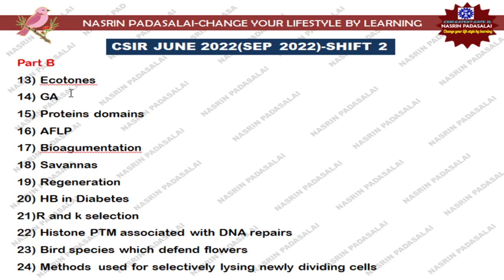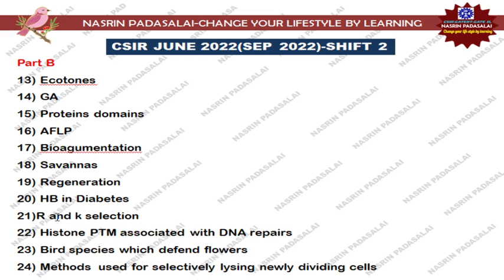Like that, questions were asked, and ecotones, GA (gibberellic acid), and protein domains. A question has been asked on the AFLP technique, and on bioaugmentation and bioremediation. A question has been asked with regard to savannas in the Indian subcontinent, that is, from the woodland grassland ecosystem. And from regeneration in developmental biology, a question has been asked. And a question has been asked from hemoglobin present in diabetic patients and the uniqueness of that particular hemoglobin.